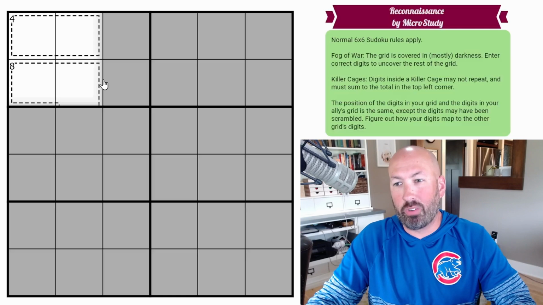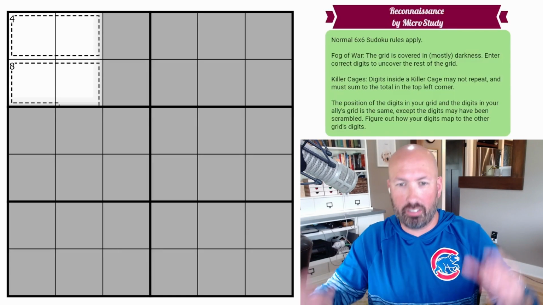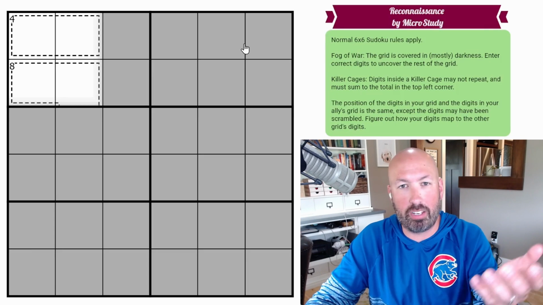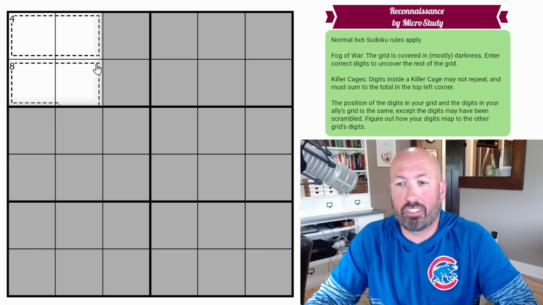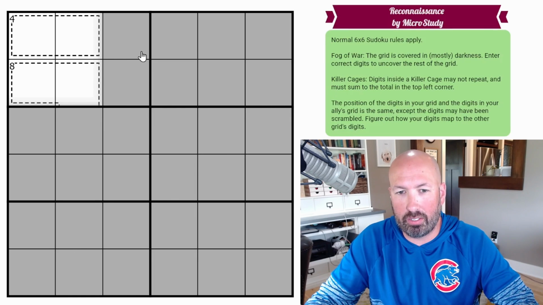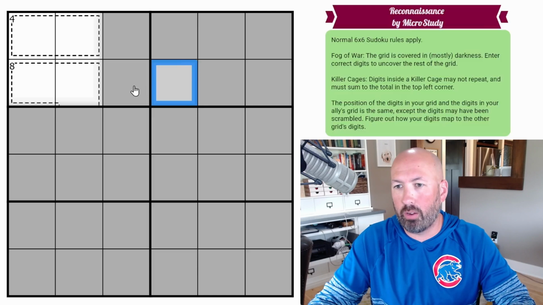All right, so this is Reconnaissance by MicroStudy. I am stuck out in the field taking enemy fire. So it's normal 6x6 Sudoku rules, the same as the Sudoku rules that Rangsk just explained to you. I also have Fog of War, so you'll notice most of the grid is covered in gray, and as we get correct numbers put in, it will reveal some of the cells around it.